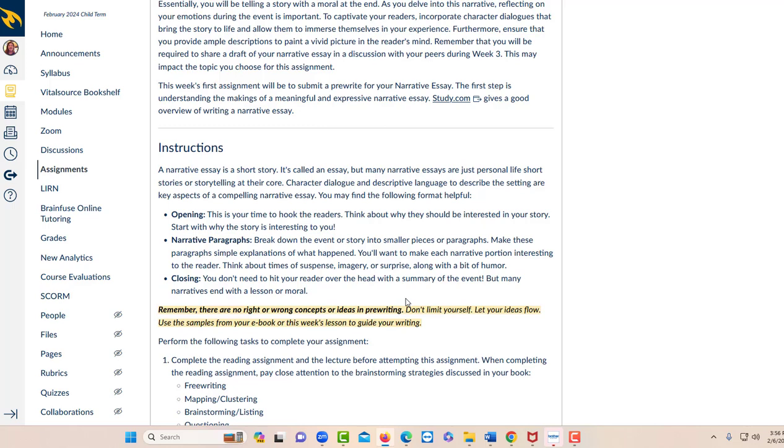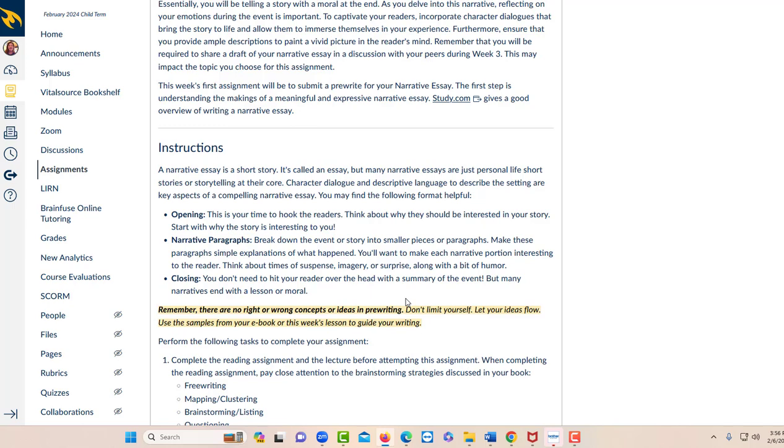Opening. This is your time to hook readers. Think about why they should be interested in your story. Start with why the story is interesting to you. Narrative paragraphs. Break down the event or story into smaller pieces or paragraphs.